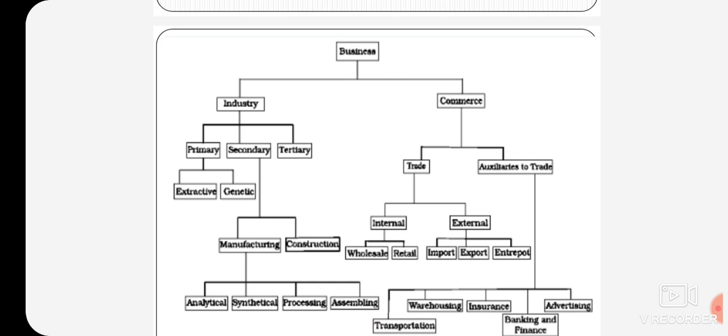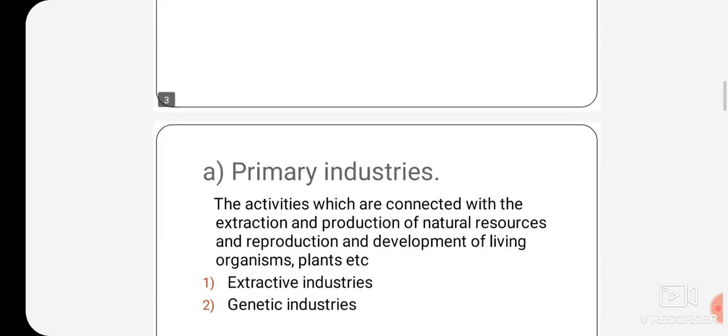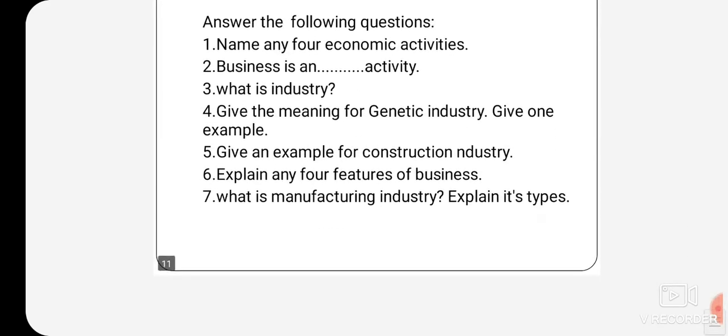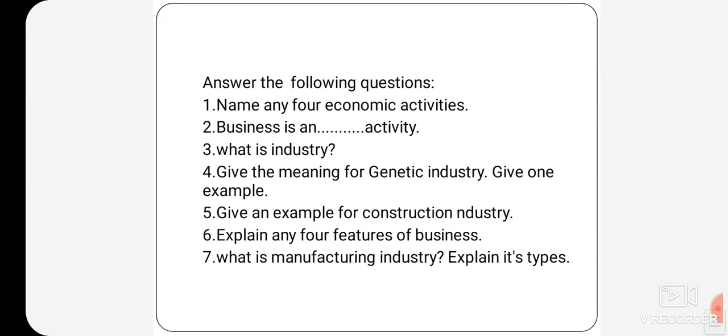The other part, that is commerce, we are going to study in our next online class. Meanwhile, I will give you the following questions, dear students, and you have to write the answers and preserve these answers, which will help you in reading regularly and remembering the concepts. So answer the following questions.